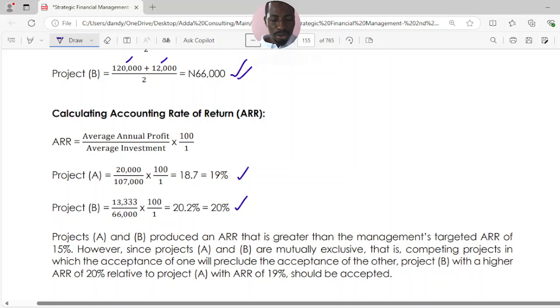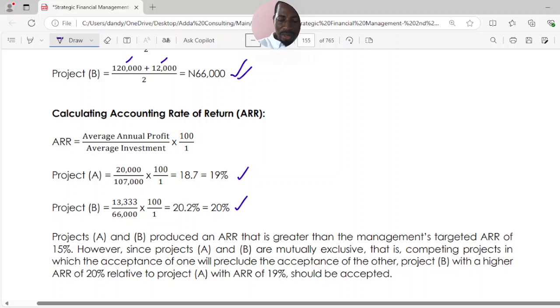Therefore, which of the two projects should we select, project A or project B? We said that the decision rule where there are mutually exclusive projects is that any project that produces a higher ARR, provided it is greater than or equal to the management predetermined ARR, should be undertaken. So project A and B produce an ARR that is greater than the management targeted ARR of 15%. The targeted ARR given to us in this question is 15%.